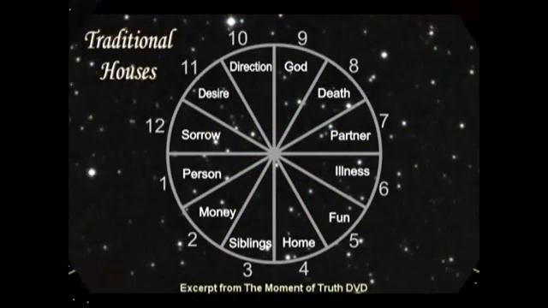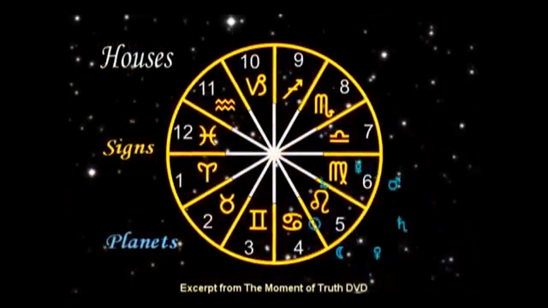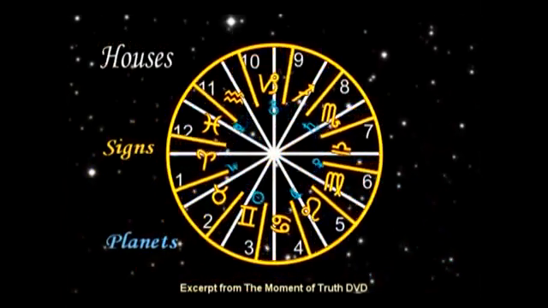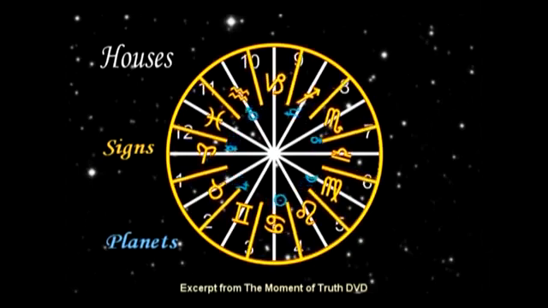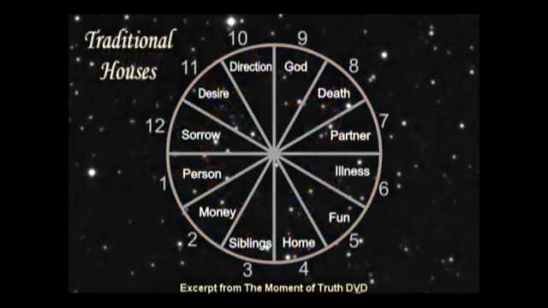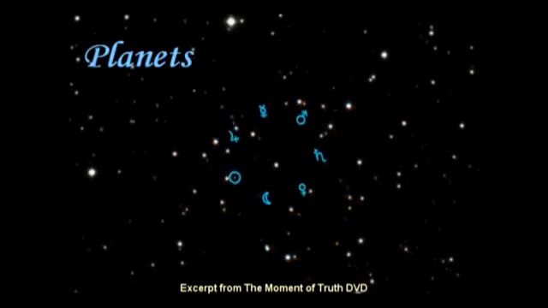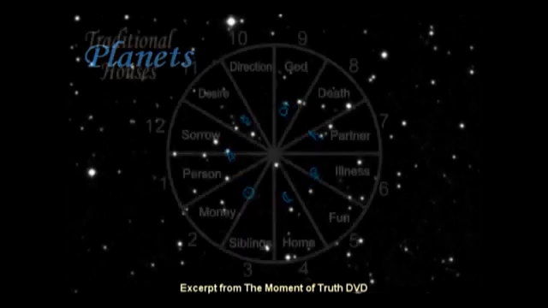In arranging the houses, signs, and planets, there are 3 charts or wheels, and each chart overlays the other like using 3 transparencies. They are the houses, numbered 1 through 12. They are the signs, numbered 1 through 12. And then the planets, which there are 7 planets.